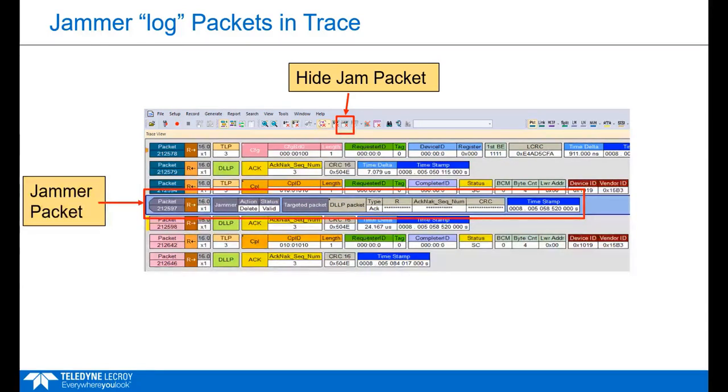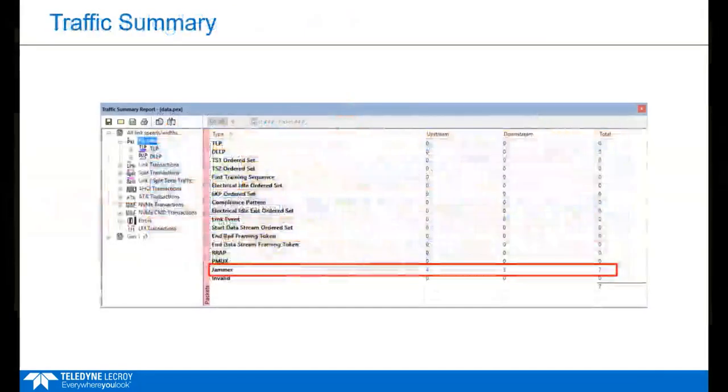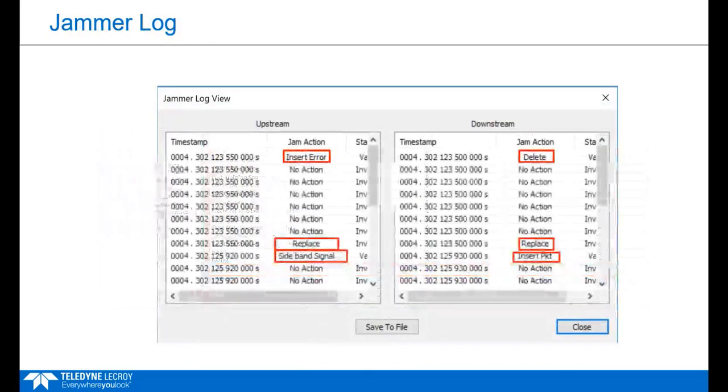So for example, if you're in AJ mode and you don't have the analyzer on the second side of the jammer, then you will still actually see what happened with the jammer by using the jammer packets. These will be inserted in the trace in the appropriate places. The traffic summary will show how many jams happened, and these are hyperlinked to the trace as well. And this is what the jammer log looks like. So you'll see a timestamp with the error condition that was actually added to the trace.